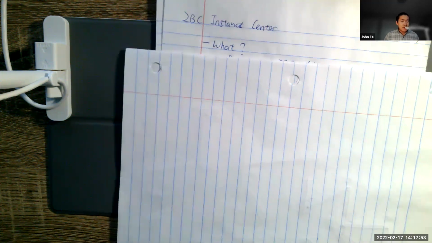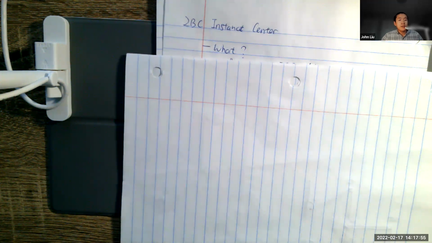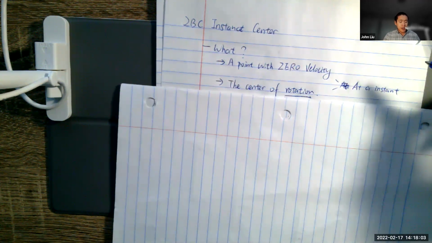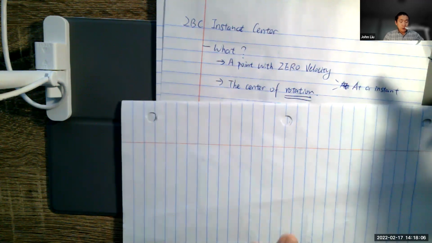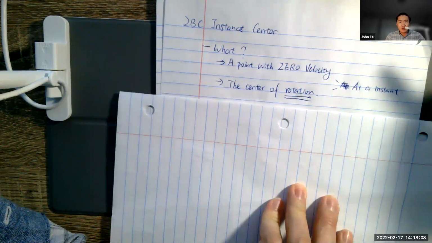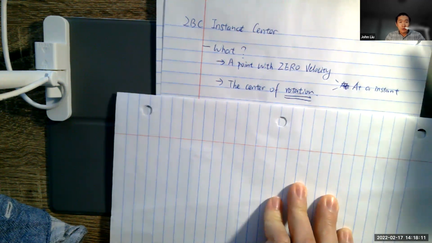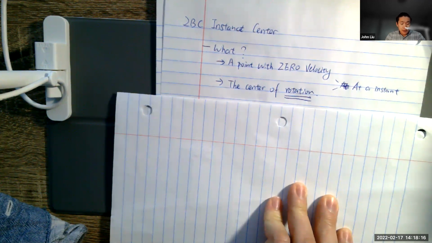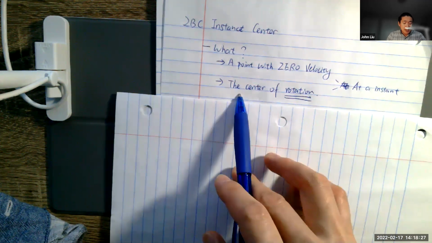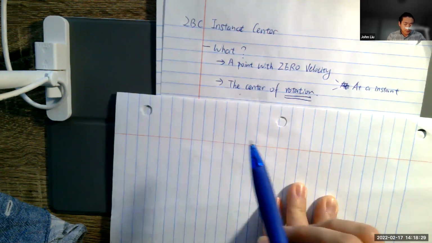So instant center is not only a point at zero velocity, it is also the center of rotation. We mentioned a rigid body can rotate, right? If there's rotation, it must rotate about a point. Even if it's moving along a curve, the curve could have an instantaneous center, called the center of curvature. So instant center is the center of rotation.